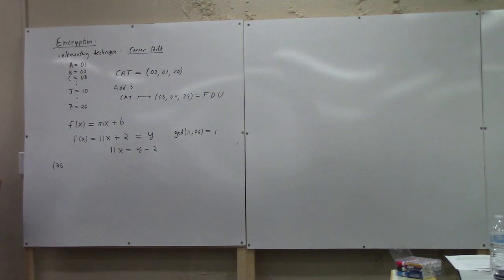That's not a bad idea. That's not a bad way. You just keep multiplying 11 until you get to 1. You're going to see it in that homework. Well, let me show you another way.